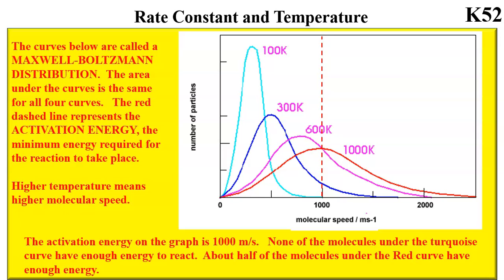So the activation energy on the graph is 1000 meters per second. So none of the molecules under the turquoise curve have enough energy to react. But roughly half of the molecules under the red curve have enough energy to react. So that's what this curve is communicating to you. Generally, there's no math that they would ever ask you to do on this other than to recognize what the curve is and to be able to interpret what it's communicating to you.